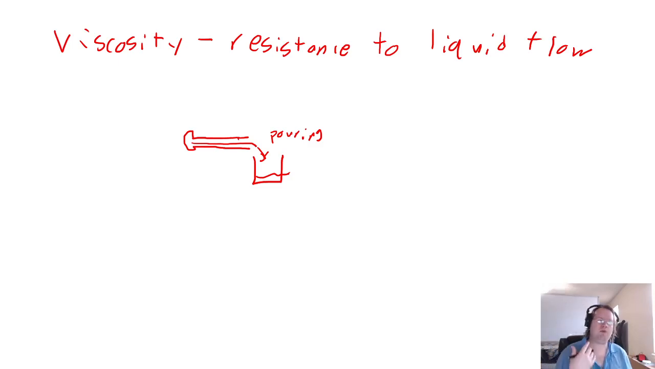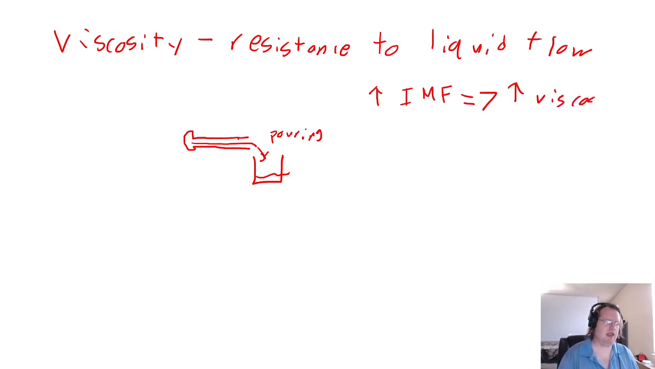Now, we can increase the viscosity of something, which means it's going to have a stronger resistance to flow because the molecules like each other more and don't want to move away from themselves. So what that means is as we increase our intermolecular forces, that leads to an increase in viscosity.